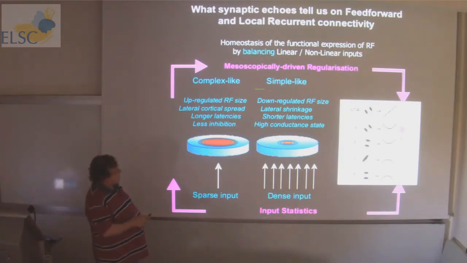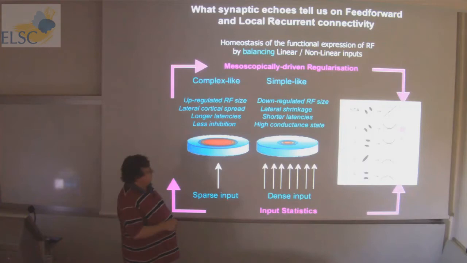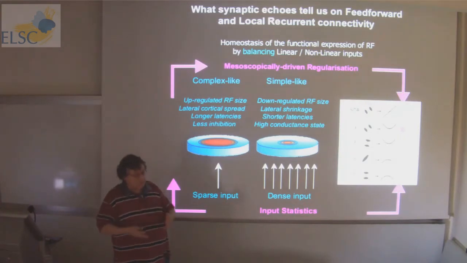Now when the cell becomes simple-like because I'm using the ternary dense input, the receptive field shrinks, the latencies are shorter, and the conductance state is dominated by inhibition and is a high conductance state. Okay, so I leave on. So you can say that the regularization that you're observing, the fact that the cell looks more simple, doesn't mean that the mechanisms are simpler.